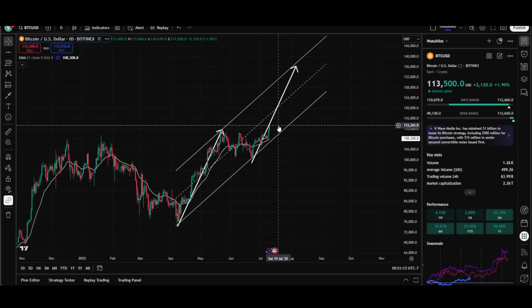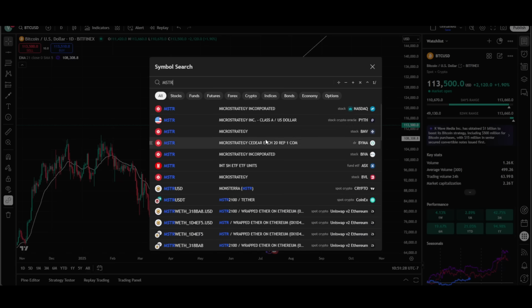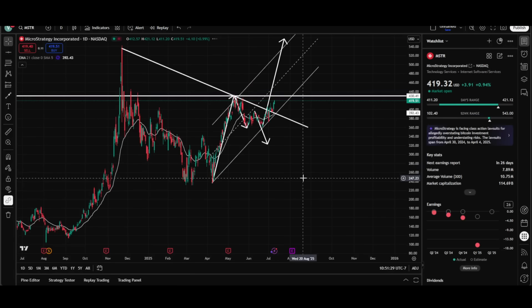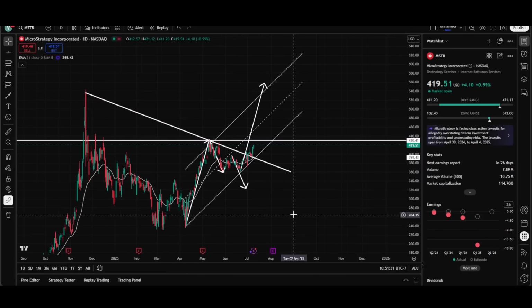So most likely, this is not going to be the top. I have much higher projections than this, but that's exclusively for members. So right now, I'm just giving you guys a short analysis for Bitcoin. I'm looking for a higher price for Bitcoin. I'm looking for a higher price for MSTR. That's basically the only two things I own because it's the only two things that are really worth it.